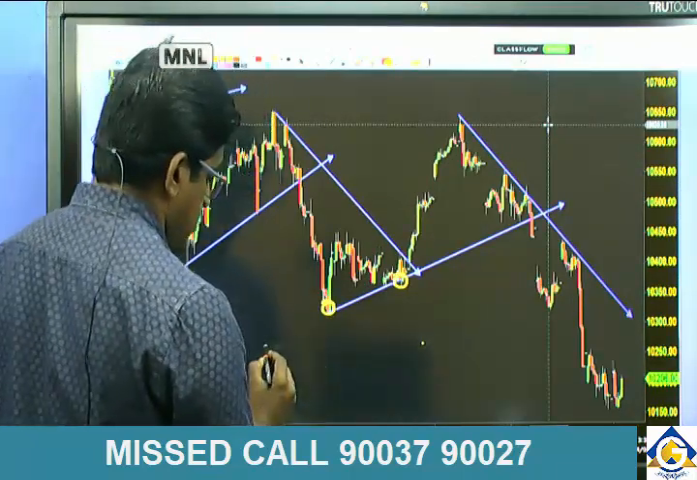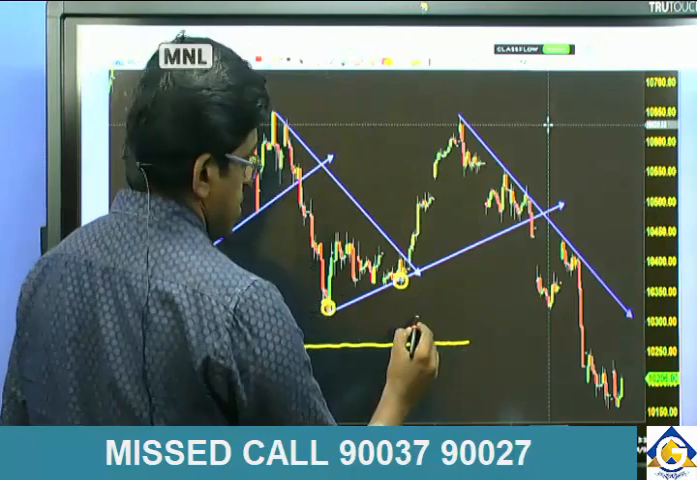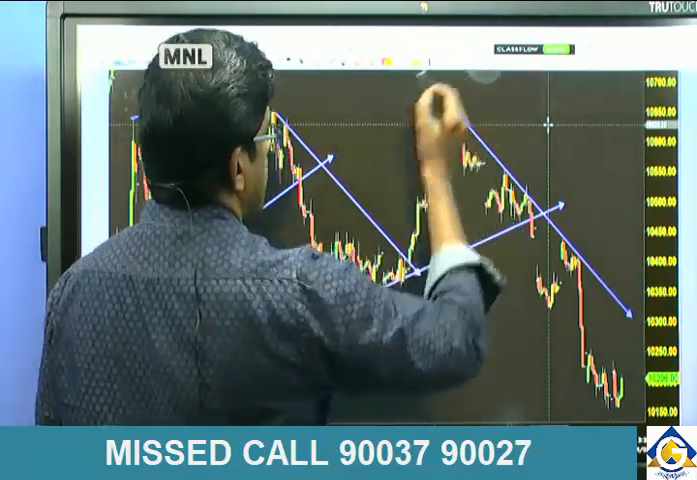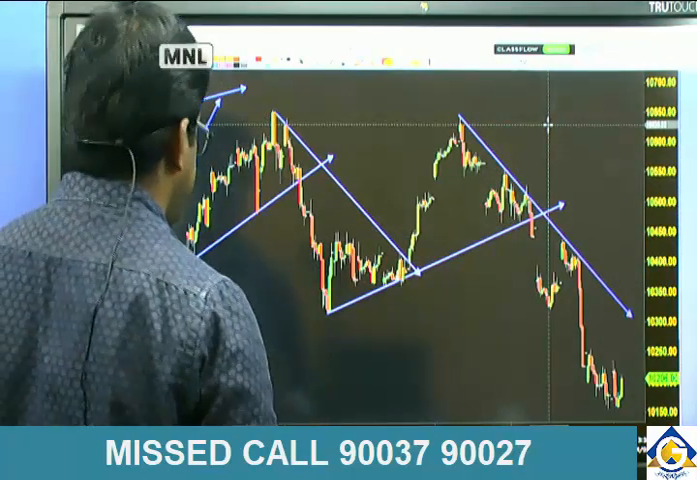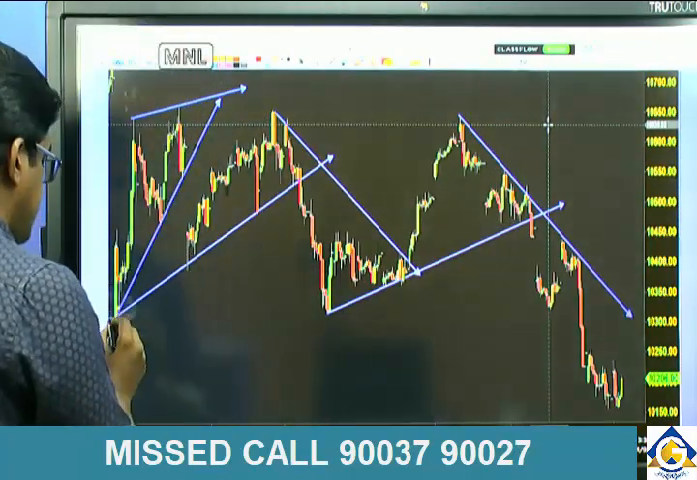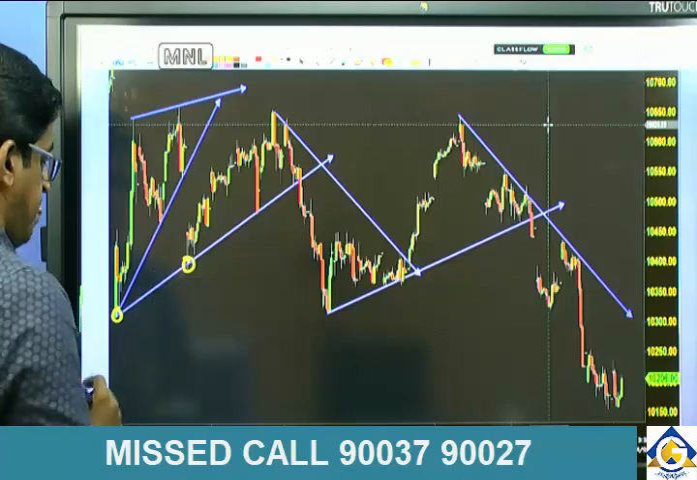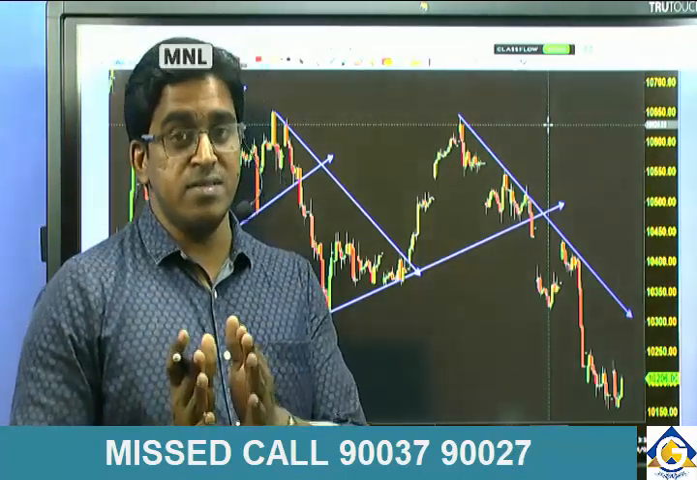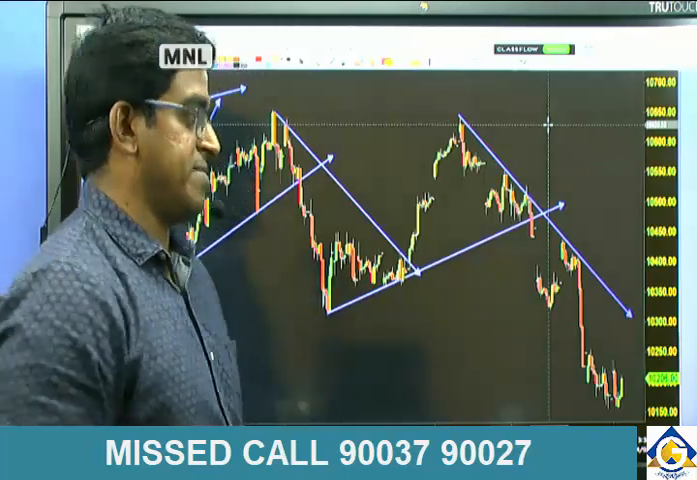In order for me to draw a line, I need 2 points. If I have 2 points here, I can draw a line. In that way, in order to draw an uptrend line, you need to pick two lows. Trend lines are also called diagonal support and resistance lines.